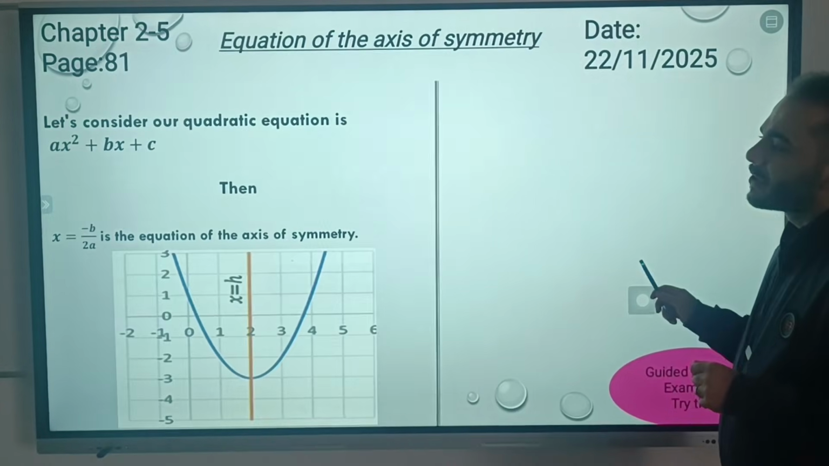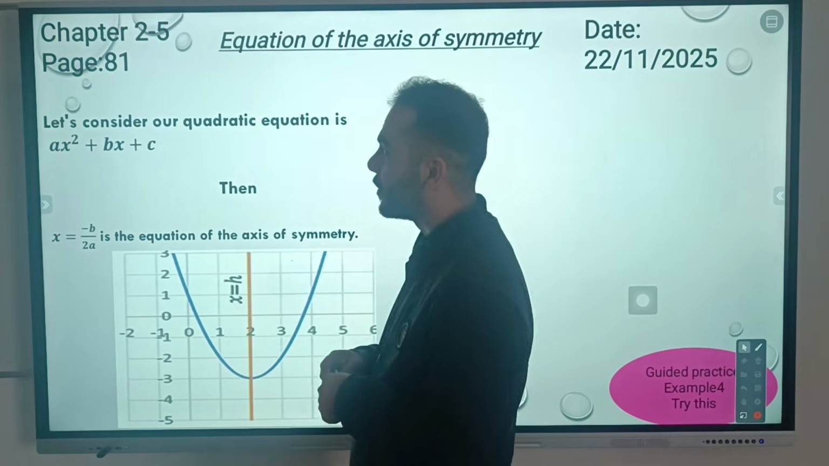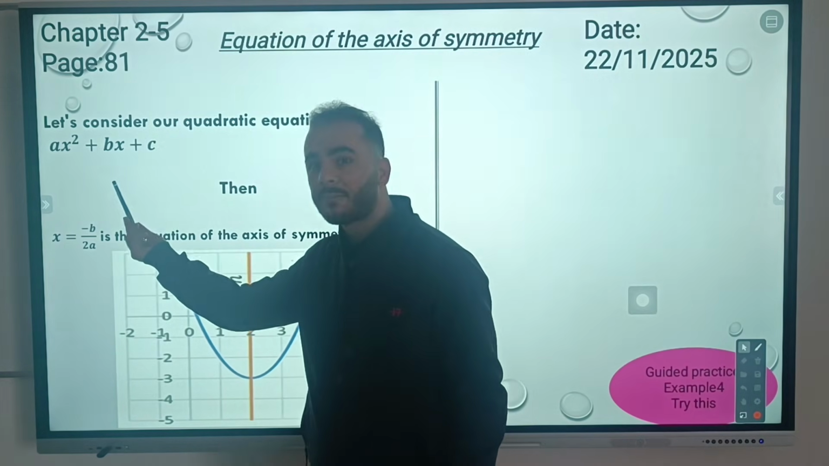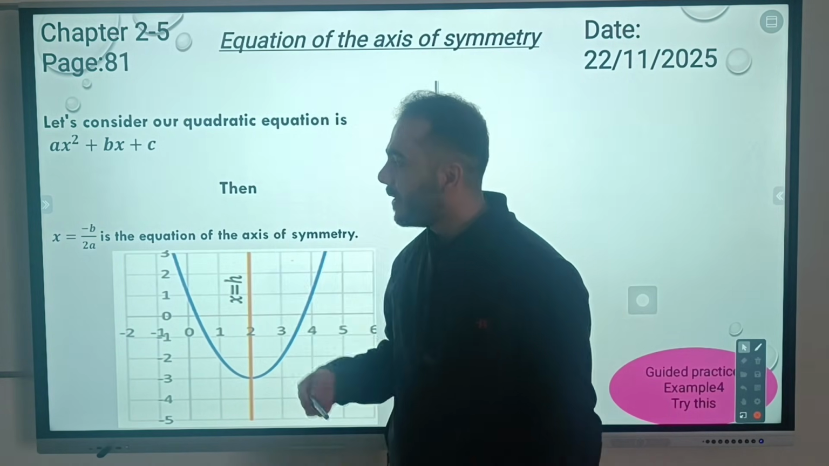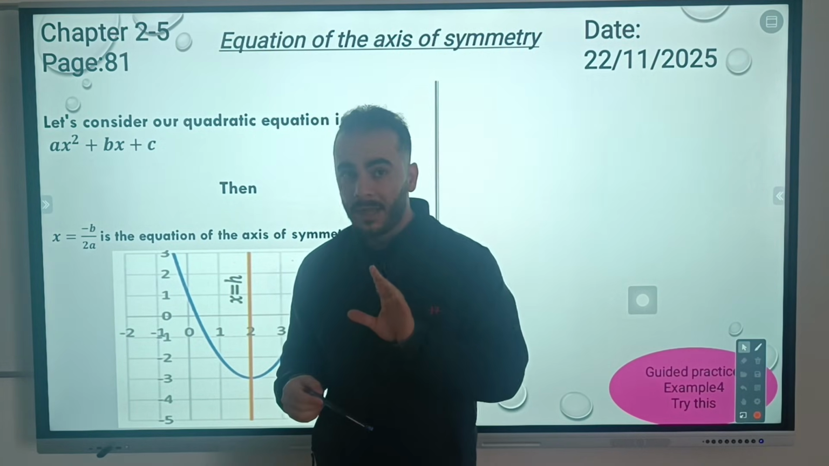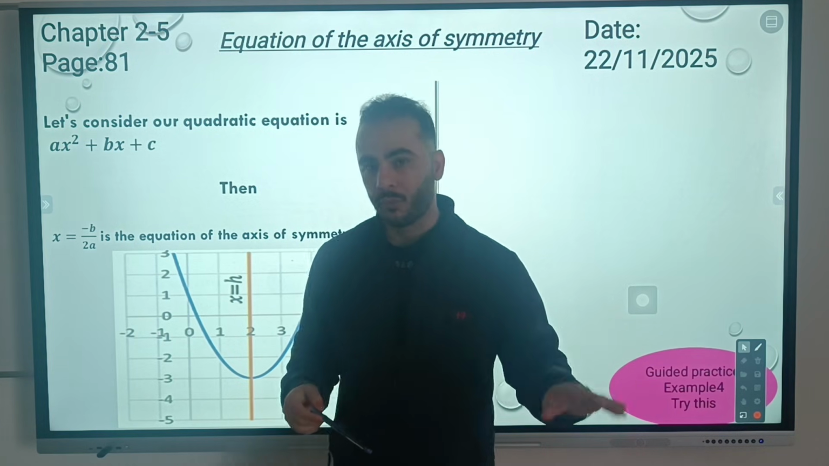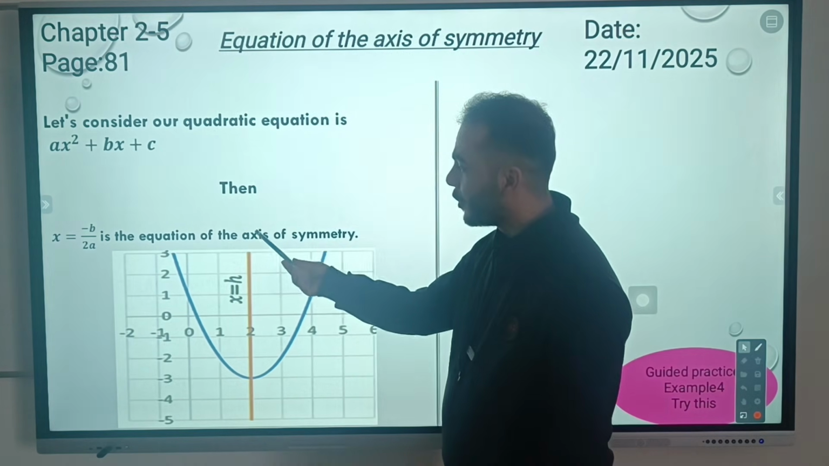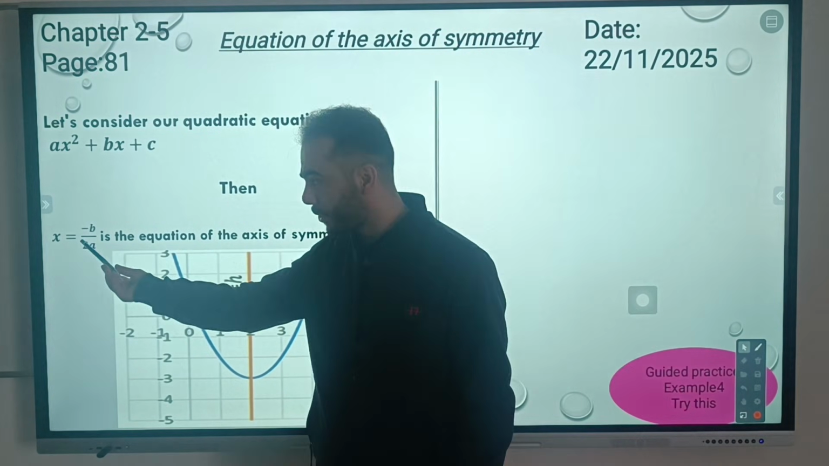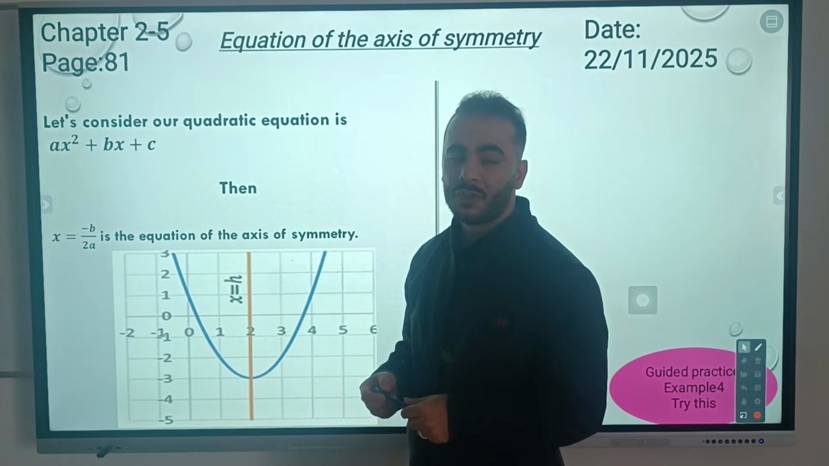Let's see what we have in the next upcoming slide. So this is the second part of this section, which is a very, very important part. Let's consider our quadratic equation again, ax squared plus bx plus c. Then x equals negative b over 2a. Remember, this time x equals negative b over 2a without the square root. Is the equation of what? Axis of symmetry. So we are going to call this equation, x equals negative b over 2a, axis of symmetry.